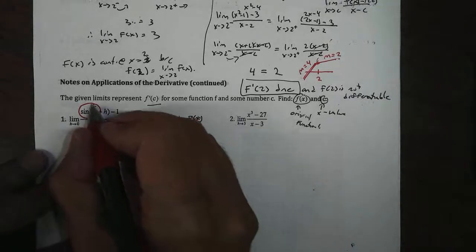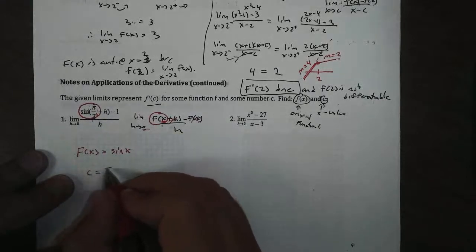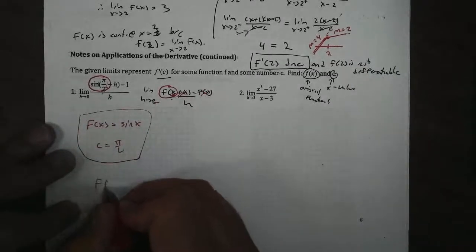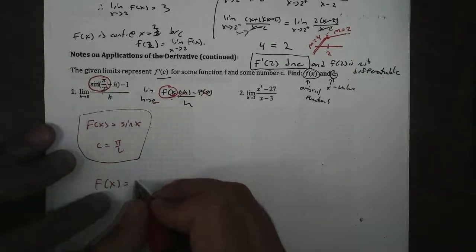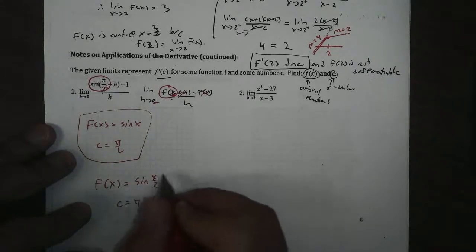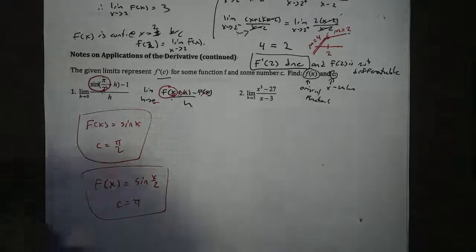Now, the pi over 2 does mean something. That is what we're letting x equal to. So we're going to say c is pi over 2. Now, some people will say this. Could we let f of x equal sine of x over 2 and let c equal pi? That would work as well. Very creative if you do it that way.